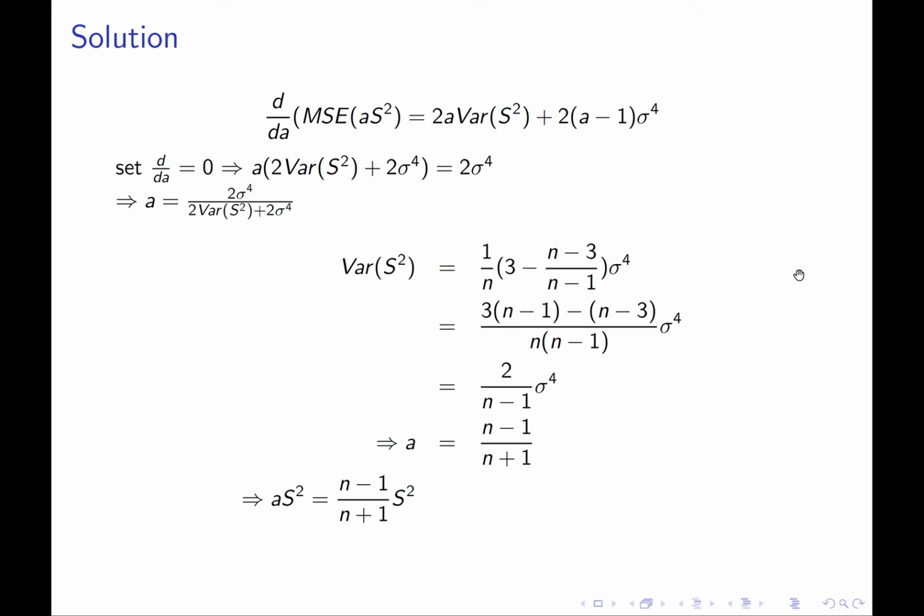Next, we want to figure out our variance given that our kurtosis is 3 by substituting 3 into our variance formula, which we proved in our second part. And we obtain 2 on n minus 1 sigma to the fourth. Now, substituting this back into a, this implies that a will equal n minus 1 on n plus 1, which also implies that a s squared equals n minus 1 on n plus 1 s squared.